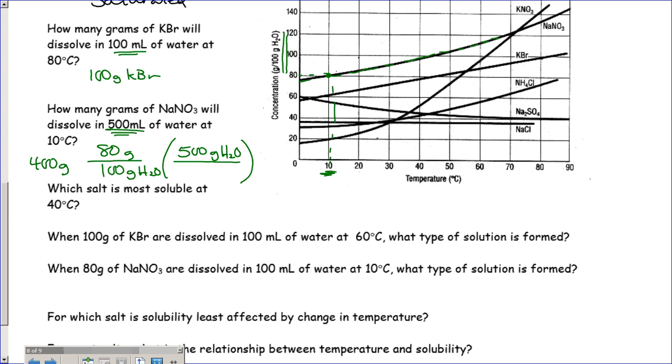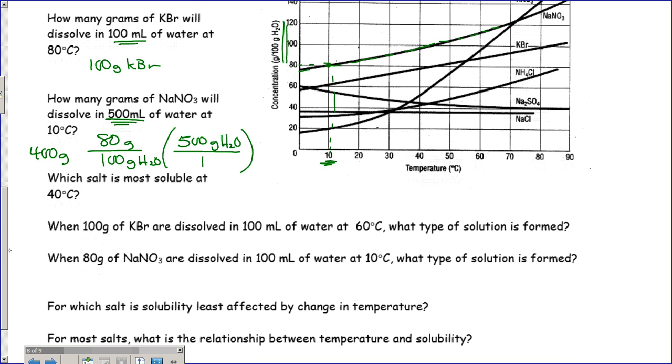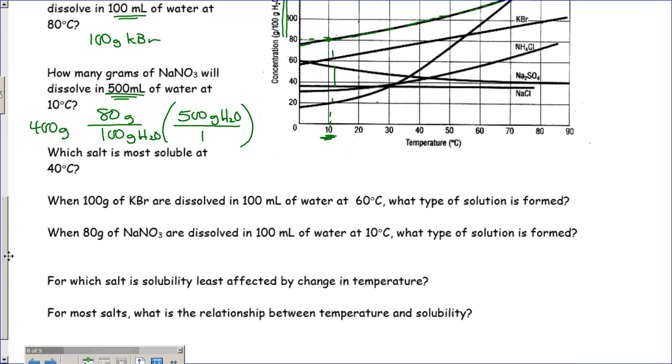I better double check that. You know how my math skills are so terrible. Yeah, 400. I don't necessarily need to see your conversion factor, but know that you've got to multiply that value by 5 because it's 5 times as much water.